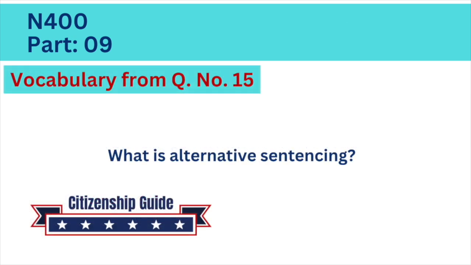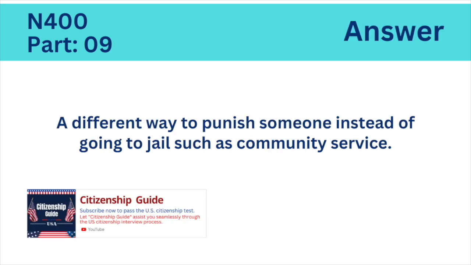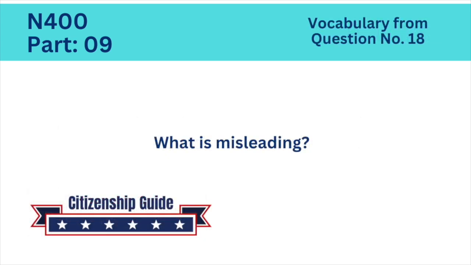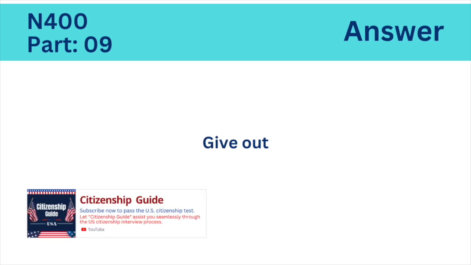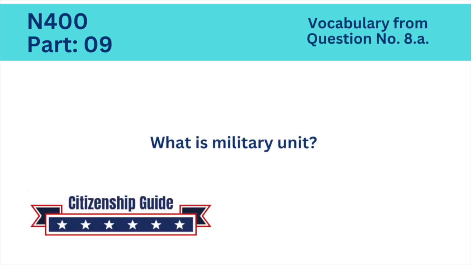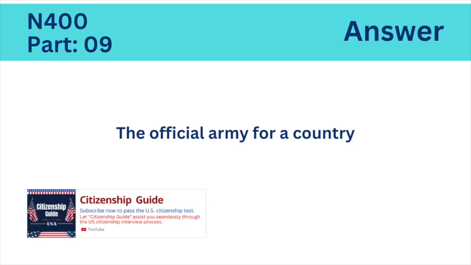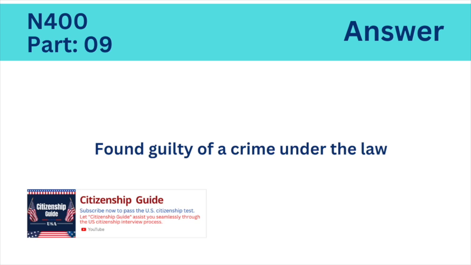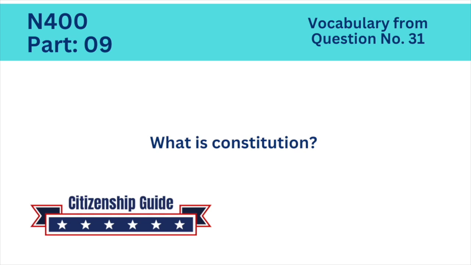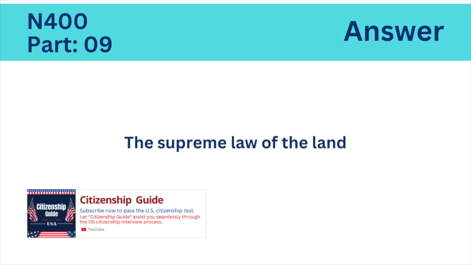What is alternative sentencing? A different way to punish someone instead of going to jail, such as community service. What is misleading? Give a wrong idea. Define, distribute. Give out. What is military unit? The official army for a country. What is the meaning of convicted? Found guilty of a crime under the law. What is constitution? The supreme law of the land.